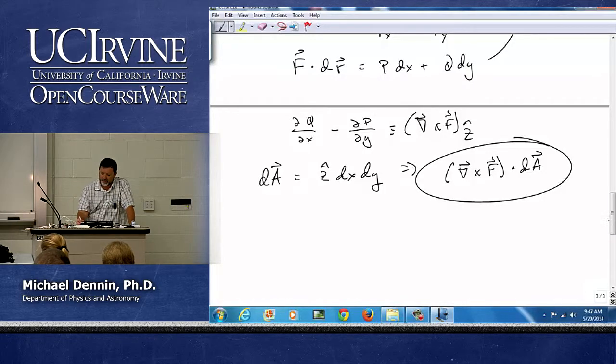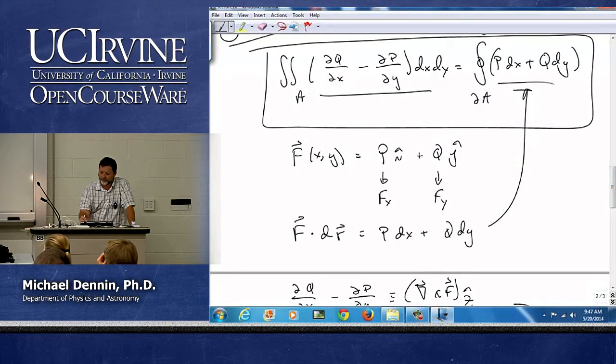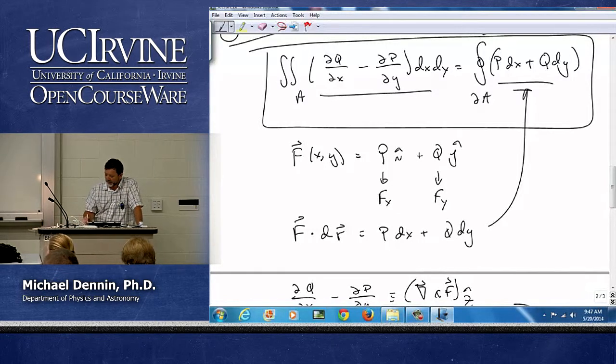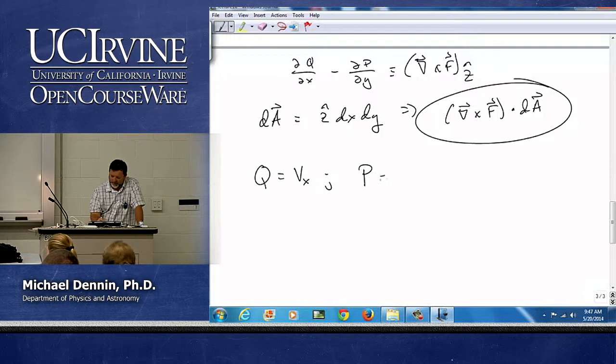So as I said, you can kind of figure out what vectors you need by making that argument. But we also get a second identity for free, because I can make q equal to v sub x and p equal to minus v sub y for some vector function v.